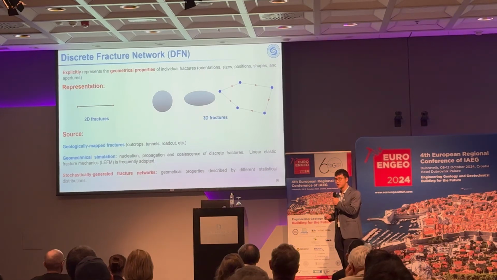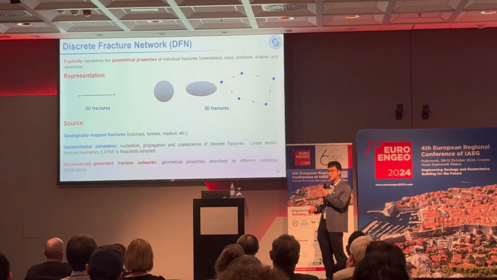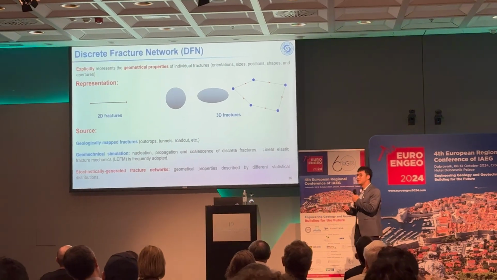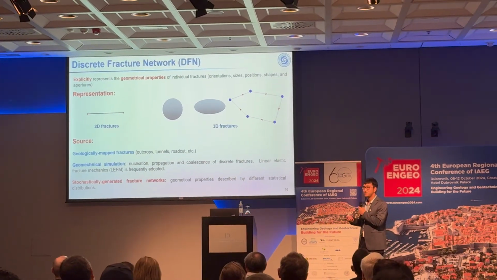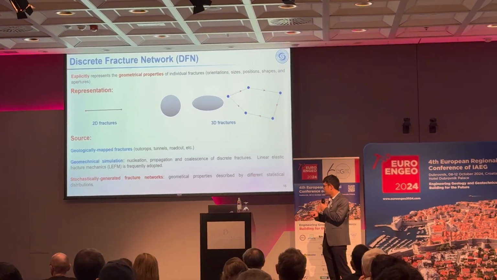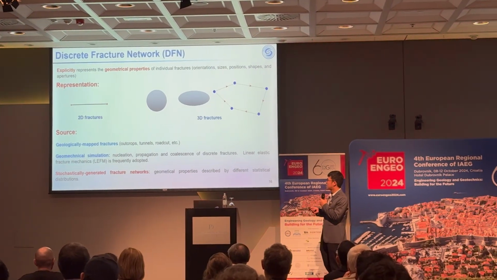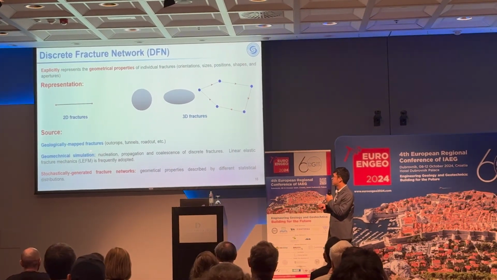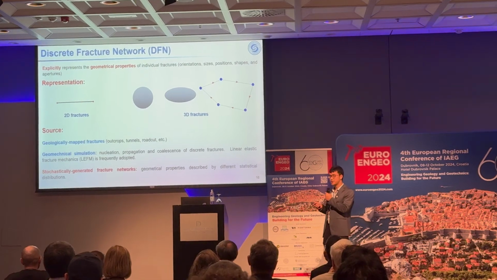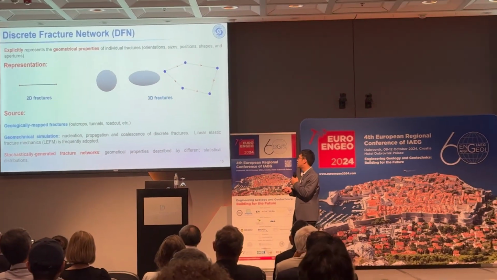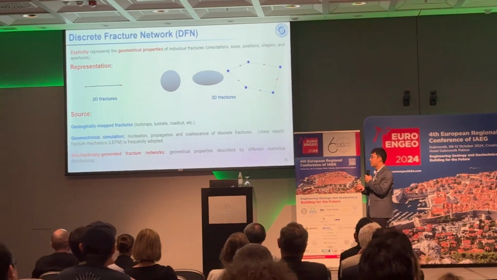Because actual fractures have roughness, curved structures, and a lot of complexities. But you cannot characterize them in too much detail, otherwise it would be impossible. You also have different sources from which you can generate discrete fracture networks. The first one is geologically mapped fractures, where you map all the fractures you observe from outcrops, tunnels, or road cuts, and then you will have your DFN.